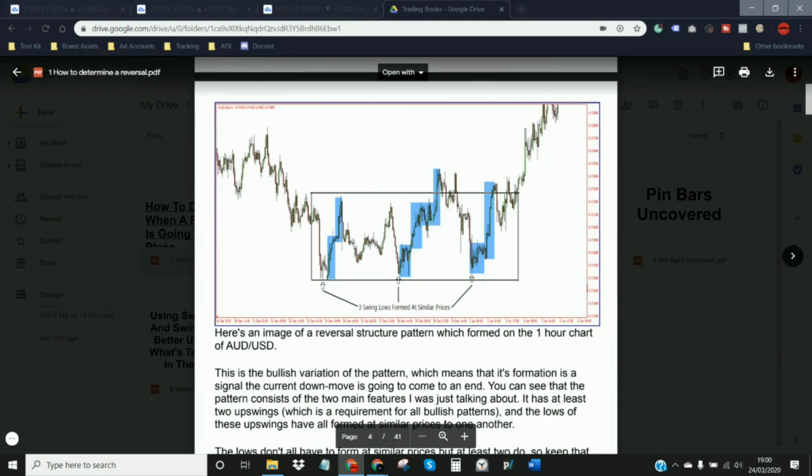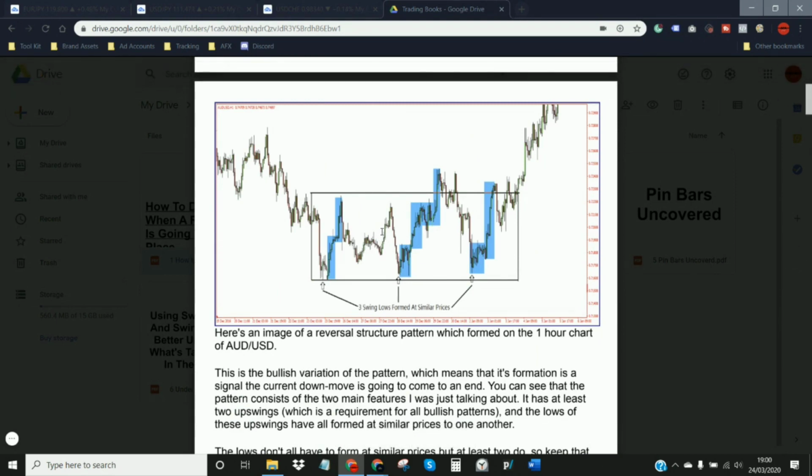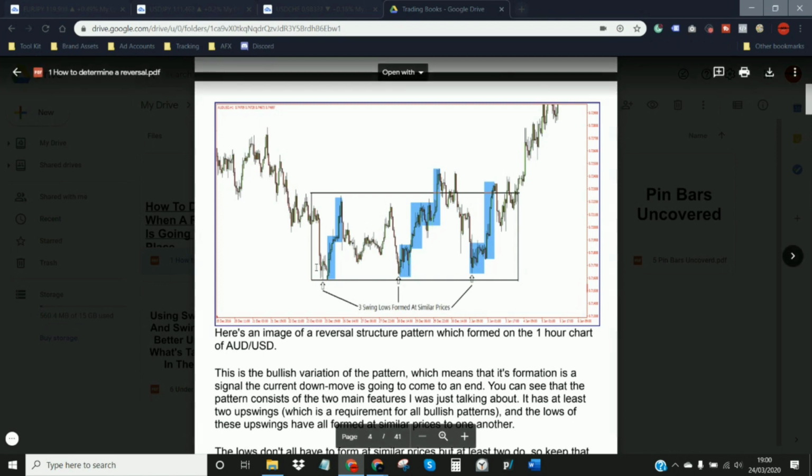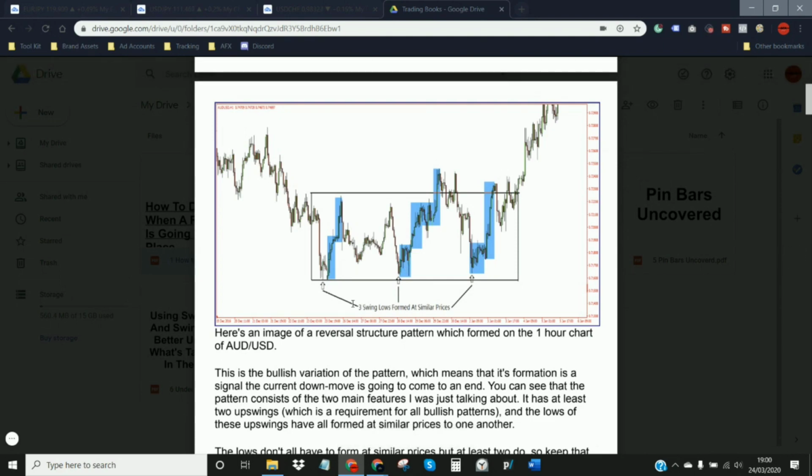So this is the kind of structure that you're looking for. Obviously, if you're not looking for supply and demand zones, but you can find supply and demand zones within this structure as well, right? So what we're looking for usually is 3 swing lows to form at similar prices. Now, this structure is fractal across all time frames. You see it on the H1, the 1 minute, 5 minute, 4 hour, daily, weekly. It's on every single time frame.